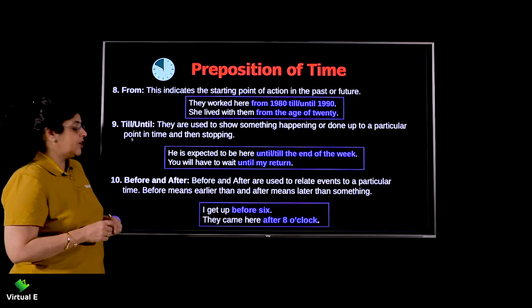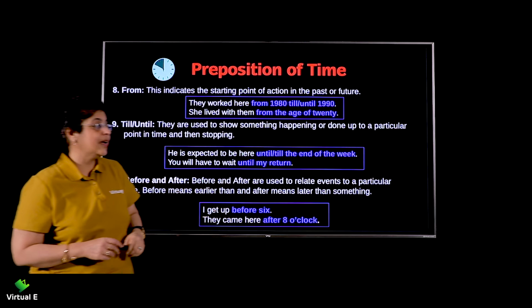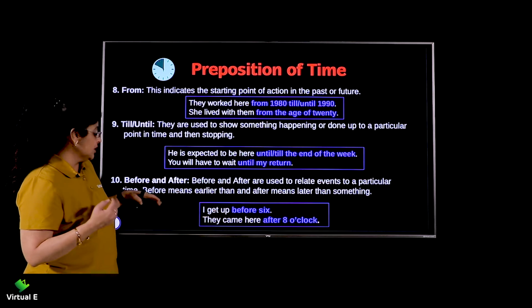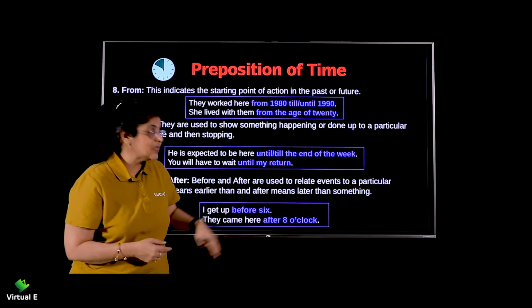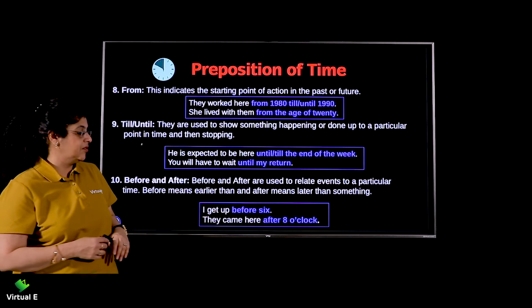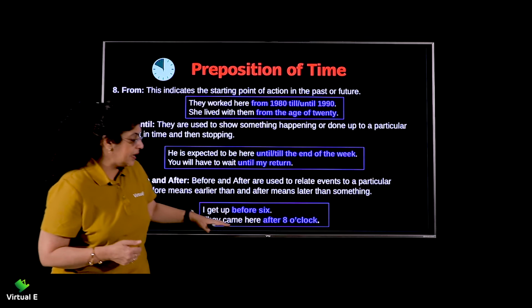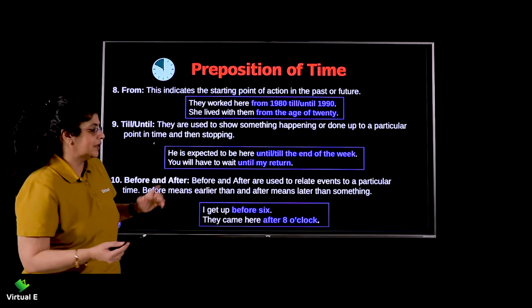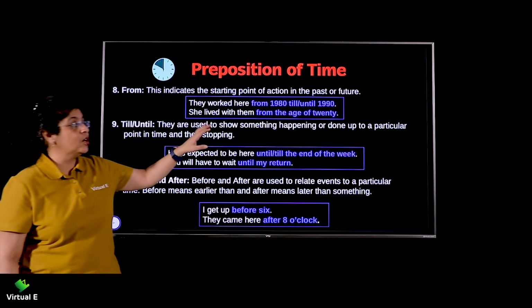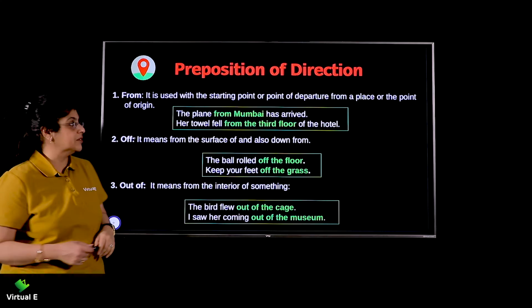So yeah, moving further, before and after. Before and after are used to relate events to a particular time. Before means earlier than and after means later than something. That we are pretty well versed with. I get up before 6. They came here after 8 o'clock. So before and after, that's very clear, right? So these are your prepositions of time.